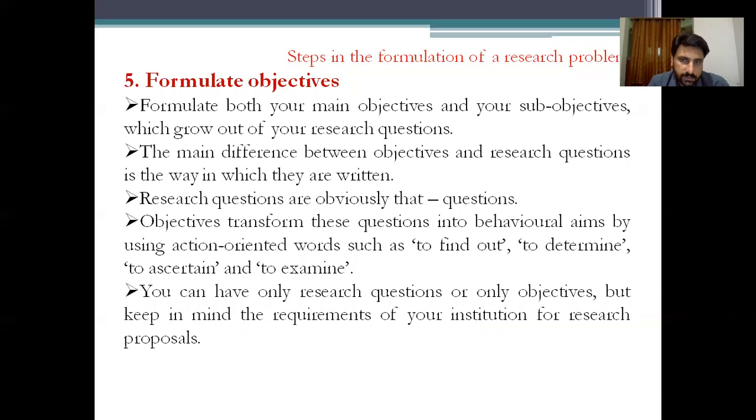These objectives start with words like to find out, to determine, to ascertain, or to examine. If you have only one research question or only objectives, that is fine. It's not necessary that you have both at the same time. But keep in mind the requirements of your institution for the research proposal. Your institute directs you whether you need to write just the research question in your research synopsis or proposal, or whether you need to write down the objectives. So it depends on your institutional requirements as well.